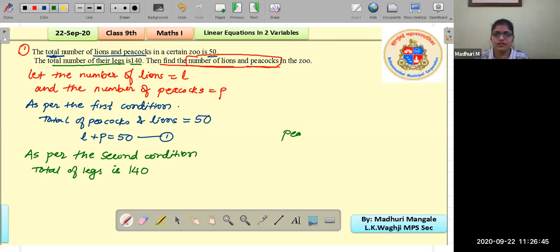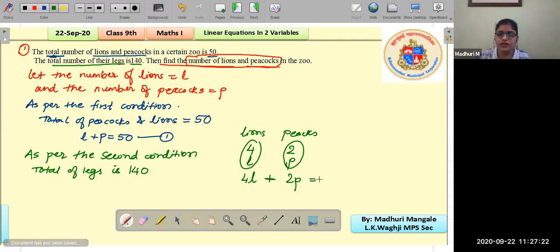There are peacocks and there are lions, correct? How many legs does a lion have? There are 4 legs, right? And how many legs does a peacock have? That is 2 legs, correct? So we have started with L number of lions and P number of peacocks. So L lions will have 4L legs and P peacocks will have 2P legs. We are multiplying the number of legs by the number of animals. So that gives us 4L, and peacocks will have 2P legs, and the total sum of them is 140.